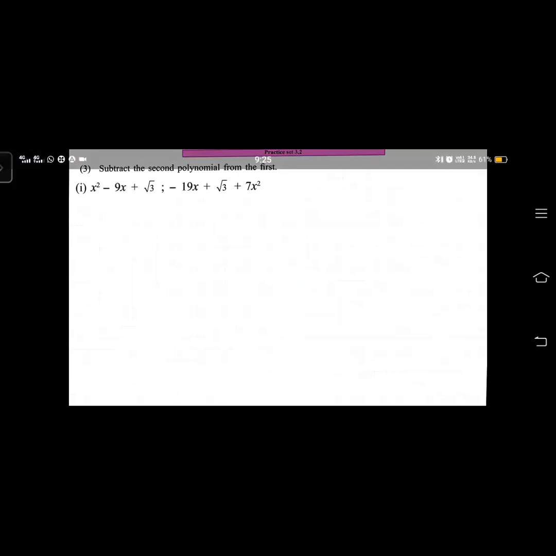Now let's proceed to the next question. Subtract the second polynomial: x square minus 9x plus root 3, minus 19x plus root 3 plus 7x square. So we are doing subtraction over here, the second polynomial from the first. That means you have to keep the first polynomial at the first place, the second polynomial at the second place.